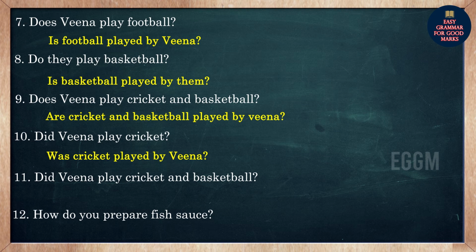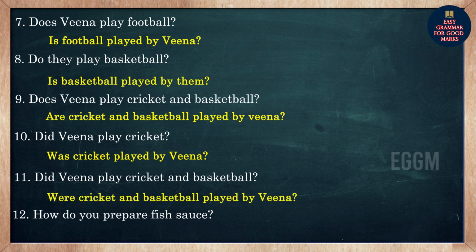Next one, did Veena play cricket and basketball? Here, cricket and basketball, they are plural, isn't it? So we have to use were. Were cricket and basketball played by Veena? Now I'm sure you have understood where to use was and where to use were. So when does and do come, you immediately think about using is or are, and when did comes, was or were. Now moving on to the next question. How do you prepare fish sauce? Do has come. So what will you use? How is fish sauce prepared by you?